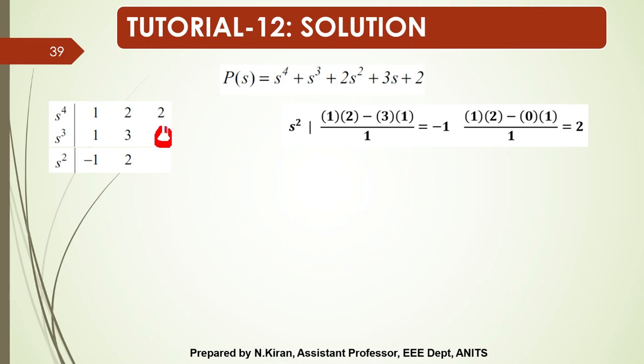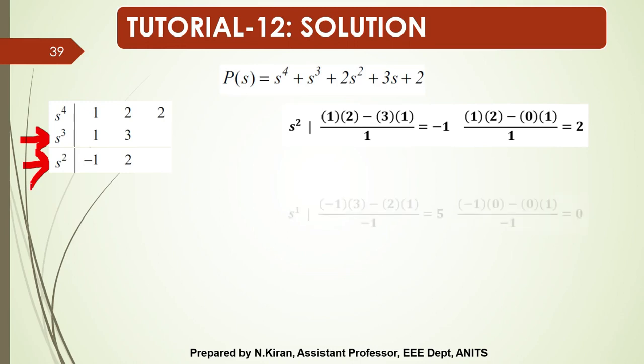Anyhow, this element here is 0, so it is 1 into 2 minus 0 into 1 divided by 1, which will give me the second element of the corresponding row s square, which is 2. Now in order to find the elements corresponding to s power 1, I will consider the rows s cube and s square.